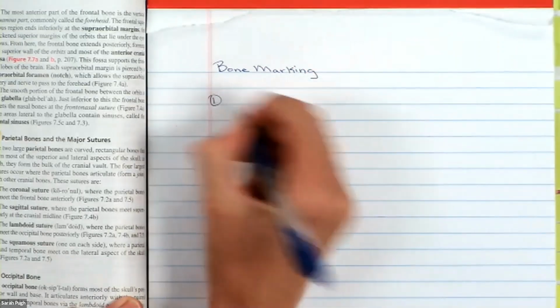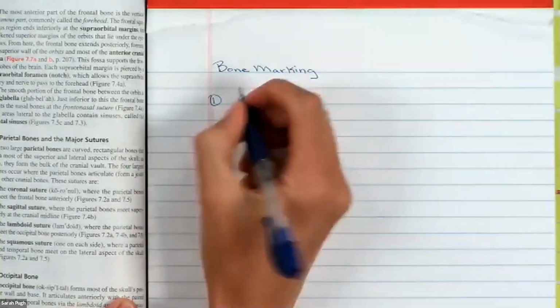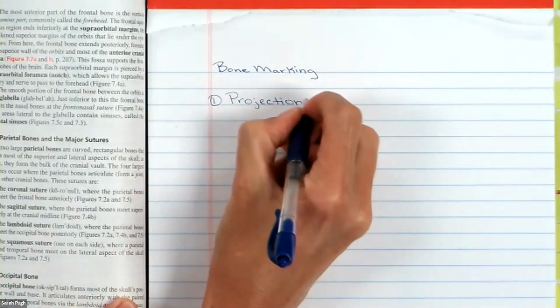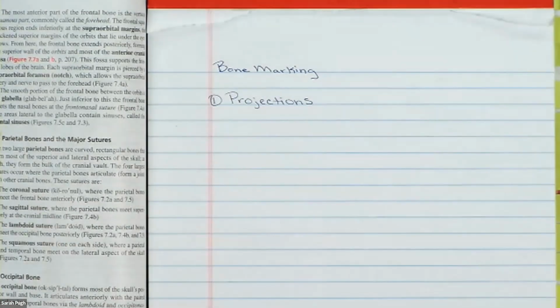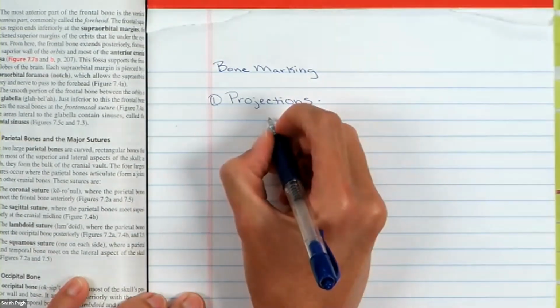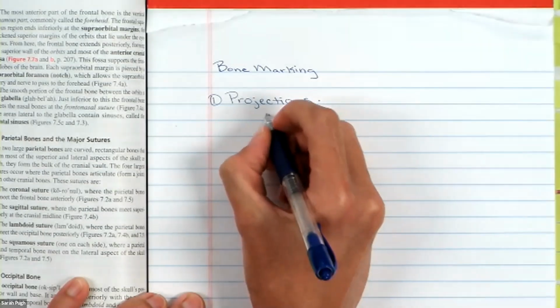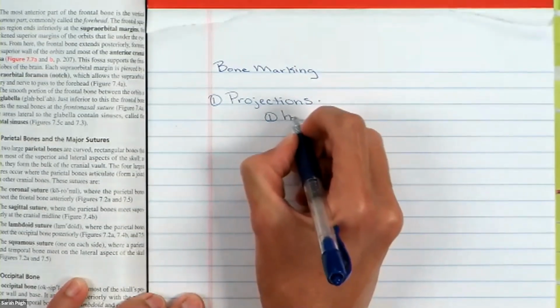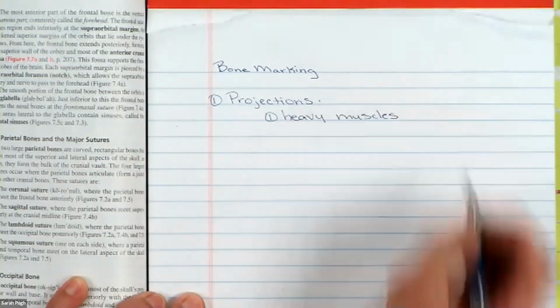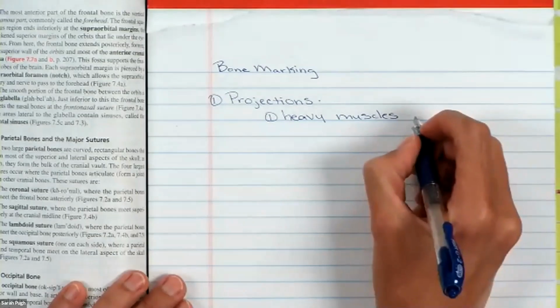For a bone marking, we either have projections. These are things that stick off of the bone. So a projection is something that's projecting off the bone. A lot of times we might call these processes. You might see that term with a bone marking. And these can be there for one of two reasons. One reason why you might have a projection is because you have big, heavy muscles that are attaching at that point.